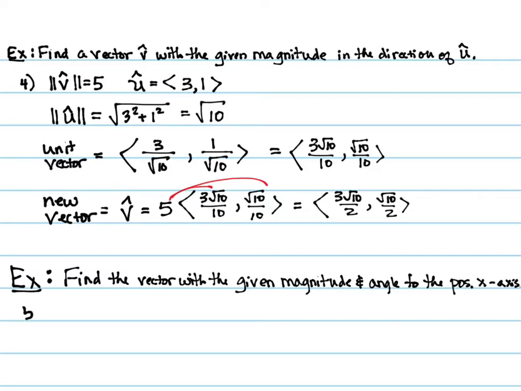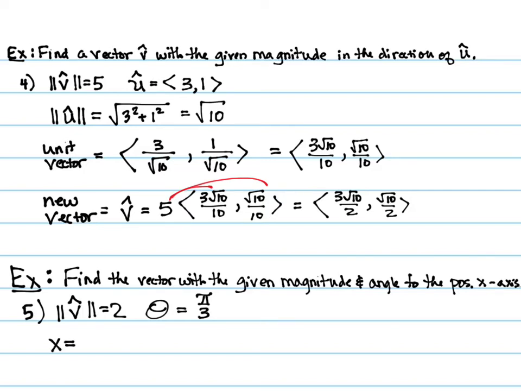And I have magnitude of 2 and an angle of pi over 3. So magnitude means that's the length of my vector. The angle tells me the angle it's forming with the positive x-axis. What does it sound like I'm doing? Sounds like polar. So all of the equations that we saw in polar coordinates apply.